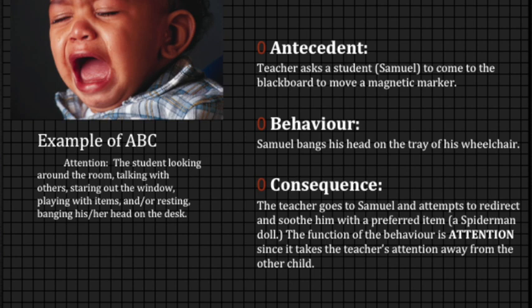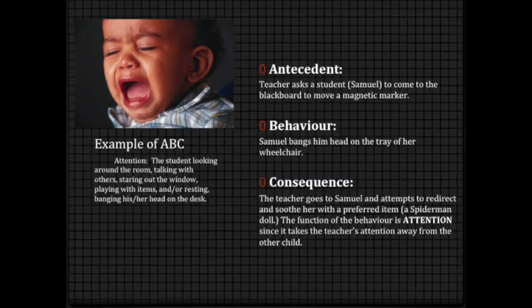And as for the consequences, we would write the outcome of how we handled the behavior. The teacher goes to Samuel and attempts to redirect and soothe him with a preferred item. For instance, in this case a Spider-Man doll, which is his preferred item. The function of the behavior is attention, since it takes the teacher's attention away from the other child.